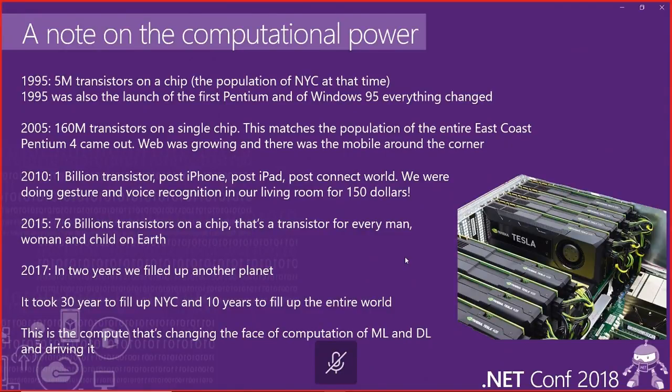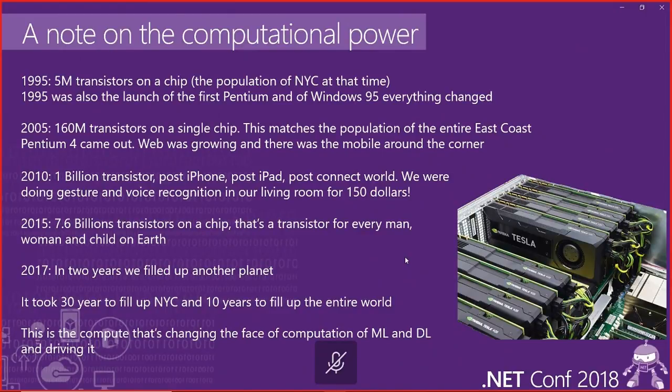1995 was the launch of the first Intel Pentium, and Windows 95 was also launched, and everything changed the world. In 2005, the number of transistors on a single chip grew to 160 million. This is the population of the entire East Coast. It was the era when the Pentium 4 was coming out, the internet was growing, and the mobile revolution was around the corner. In 2010, we got 1 billion transistors, in the post-iPhone, post-iPad connected world, and we were doing gesture and voice recognition in our living room for $150.